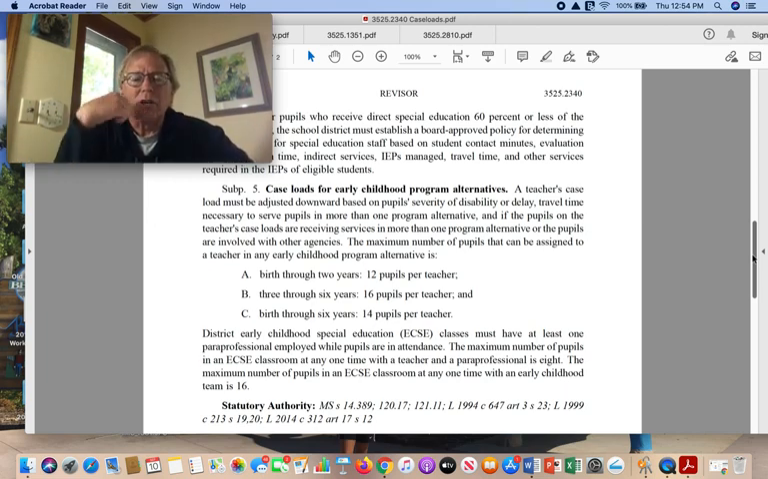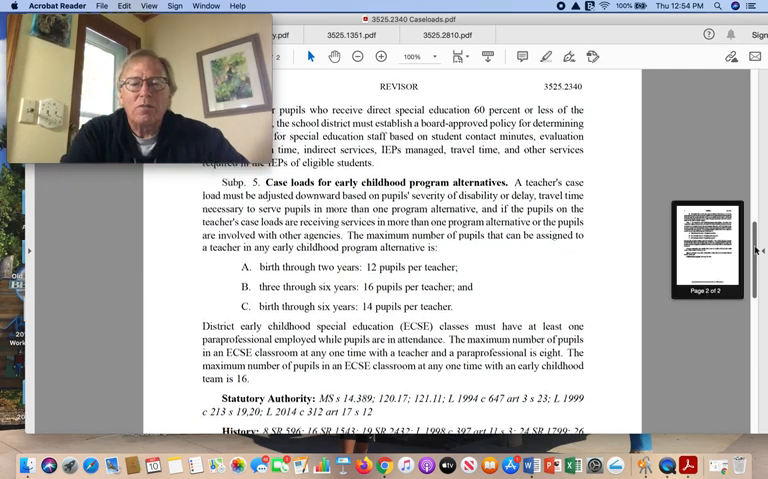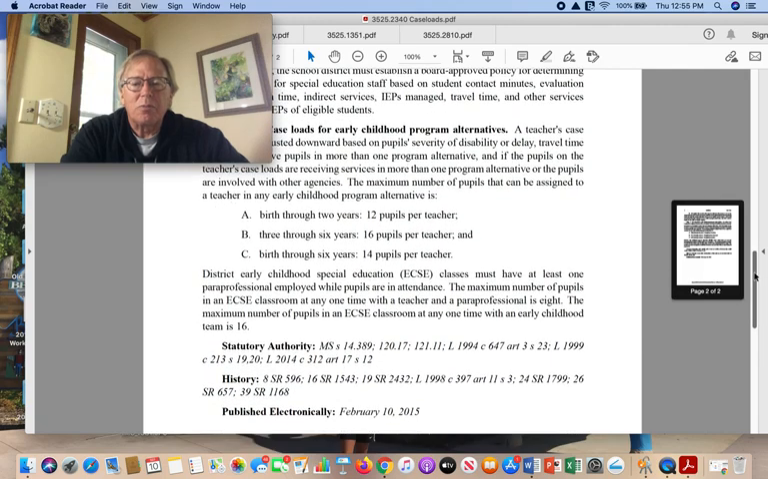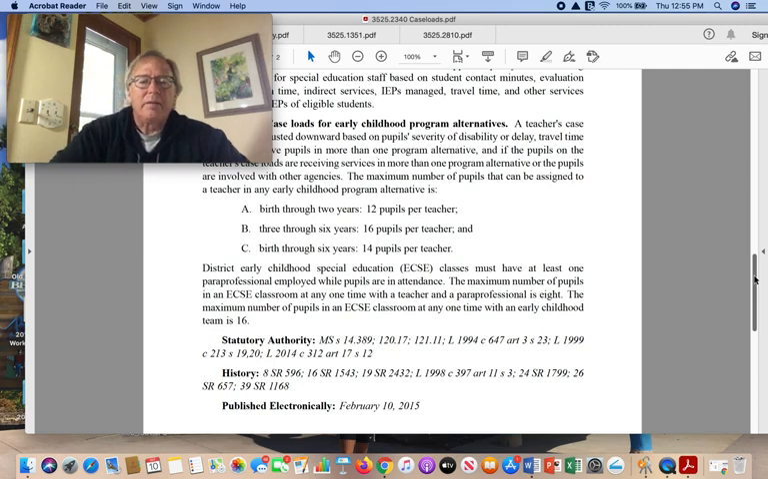Here's caseloads for early childhood programs. Birth through 2 years we don't worry about, but 3 through 6, 16 pupils per teacher. It gives you some guidelines, that if that works for the early childhood special education classroom, then that should probably be pretty good guidelines for your DAPE classes also.